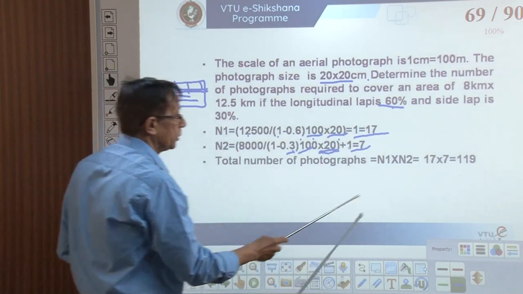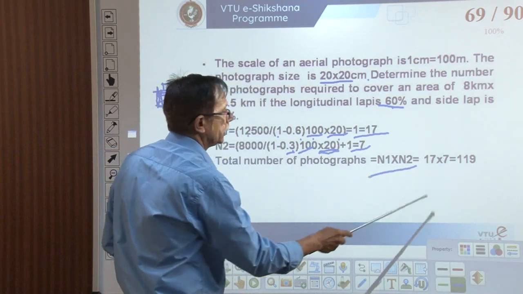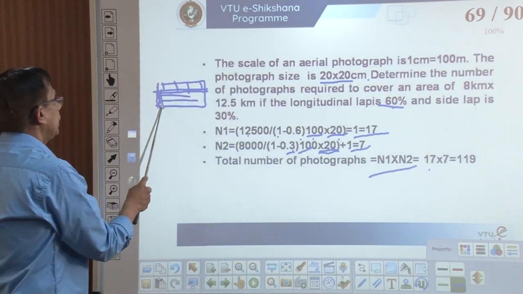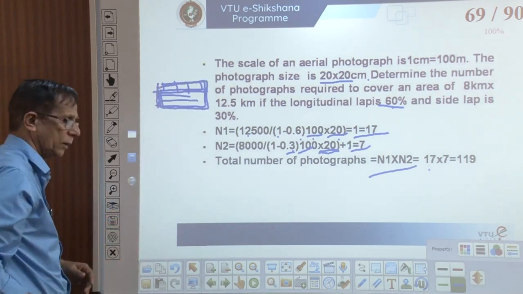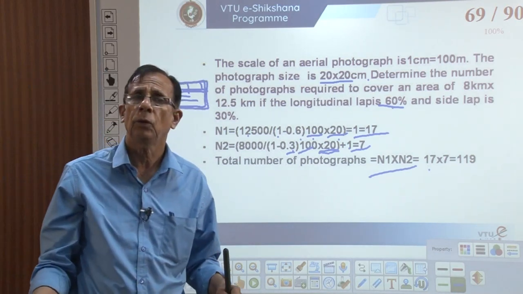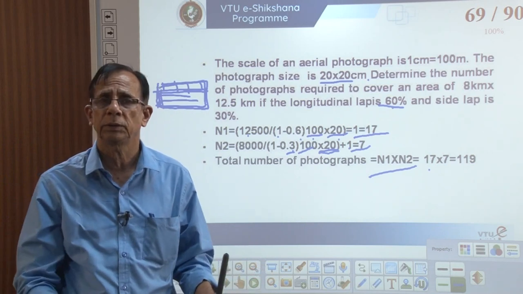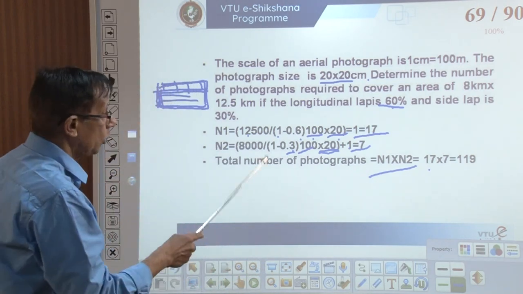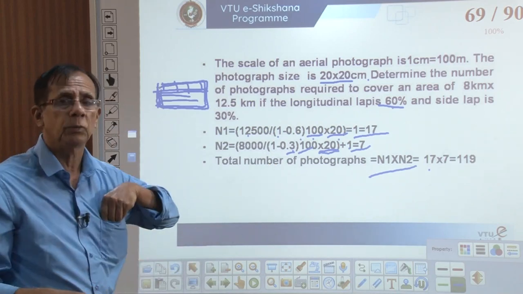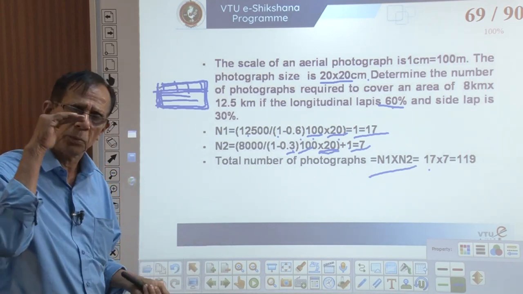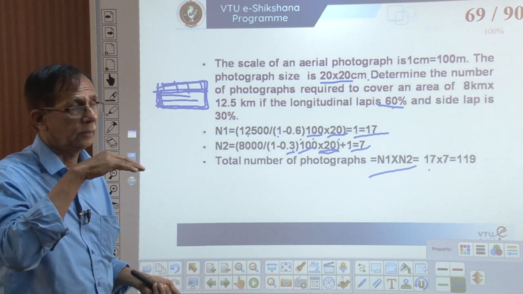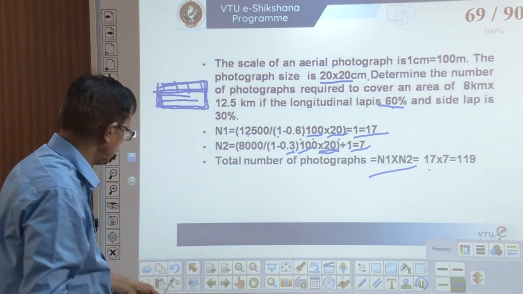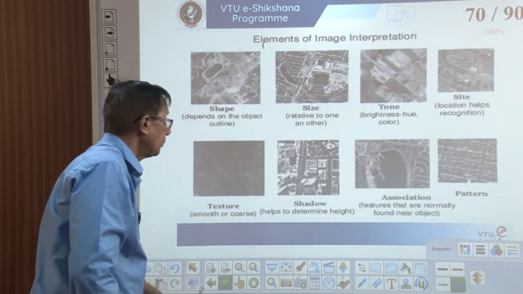So the total number of photographs required, N1 into N2, that is 17 into 7, 119 photographs I require to cover that area. Accordingly, the film and logistics, everything I have to arrange. Now I know how many photographs I require. Accordingly, I can decide upon the flight speed and exposure interval, etc.